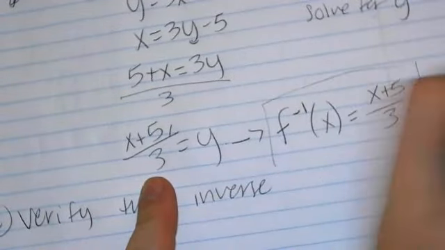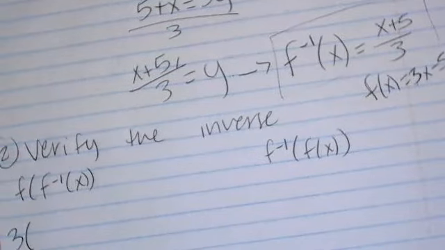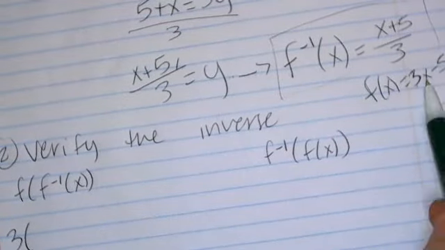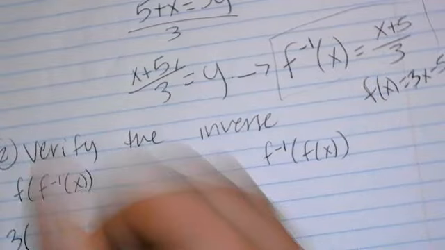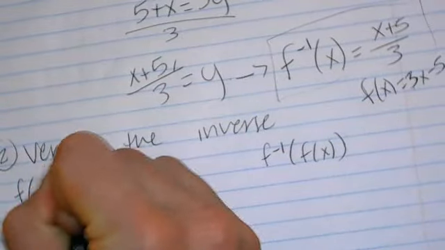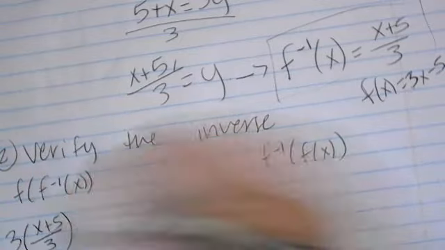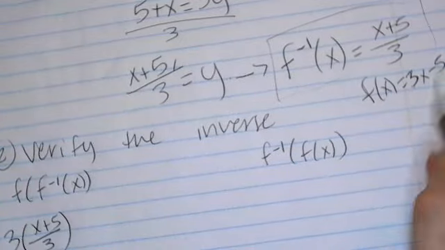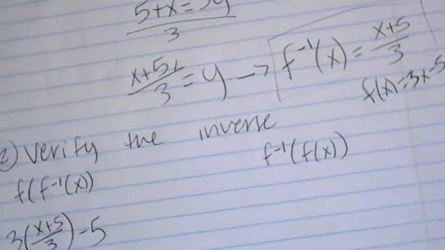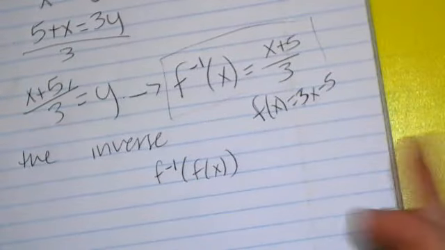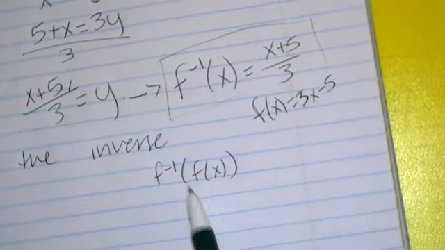So the f of x function is 3, and then I see x, so I open up a parenthesis. Instead of an x, I put the entire f inverse function, which is x plus 5 all over 3, end parenthesis. And then that's my x. We continue on with the minus 5. All right, that's the setup for that one. Let's do the setup for the other one.